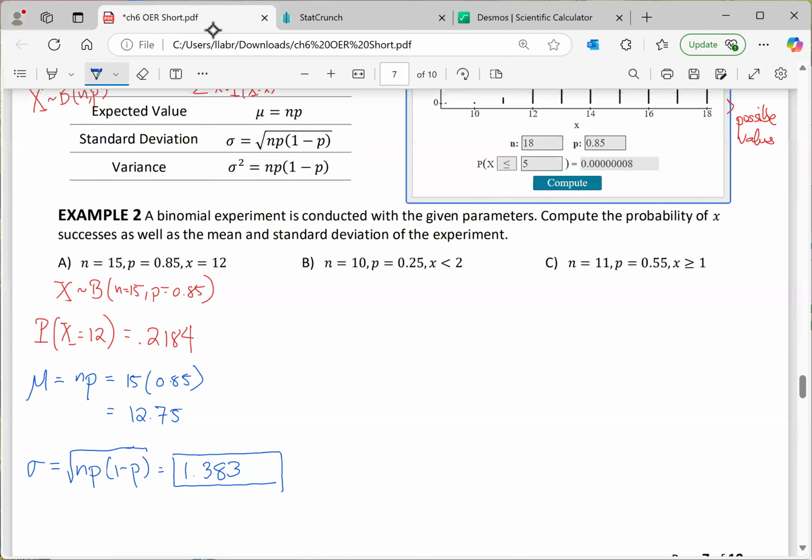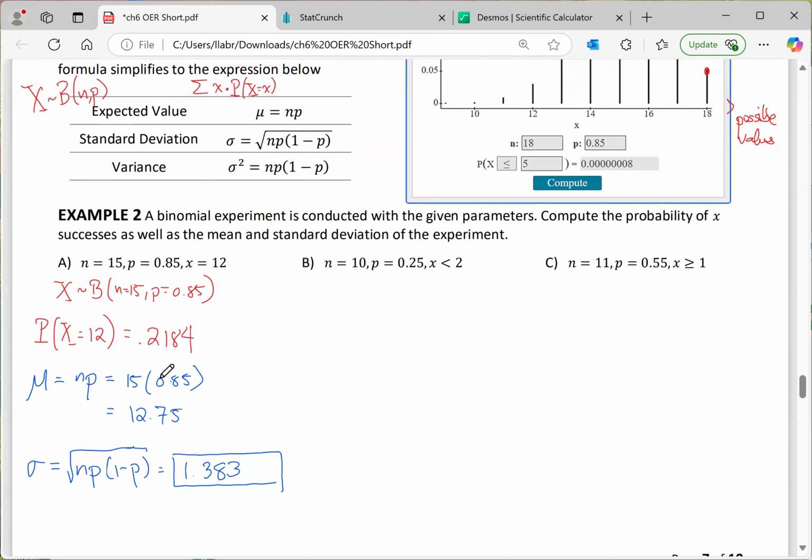Now remember that this tells you that the expected value of this random variable over many, many times is 12.75. So on average, you're going to get 12.75 successes. If you do this experiment 10 times, so you ask 15 individuals 10 different times, then you multiply this by 10. That's 127 successes over that span, approximately.